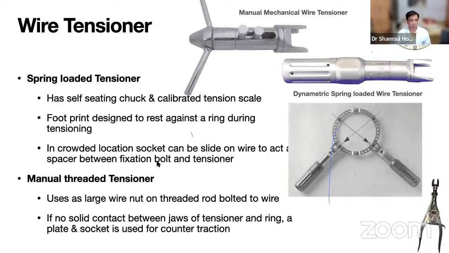It uses a large wire nut on the threaded rod bolted to the wire. If there is no solid contact between the jaws or the tension bar, we can use a plate or socket. We just adjust this part of the ring, tighten the wire from here, and just tighten from here. So this is a very important part. This is the spring load. We connect from here like this, and the pin has to be adjusted, fixed very well to the ring. Then we can give a tension of around 120 degrees.